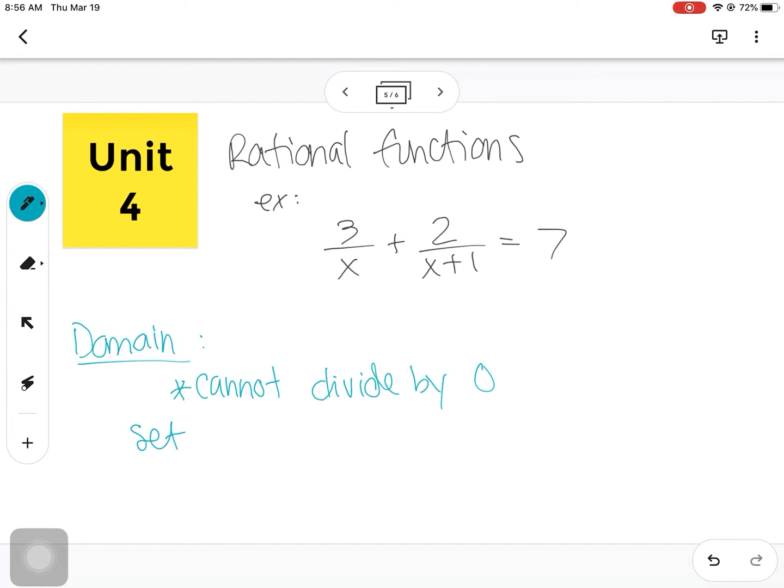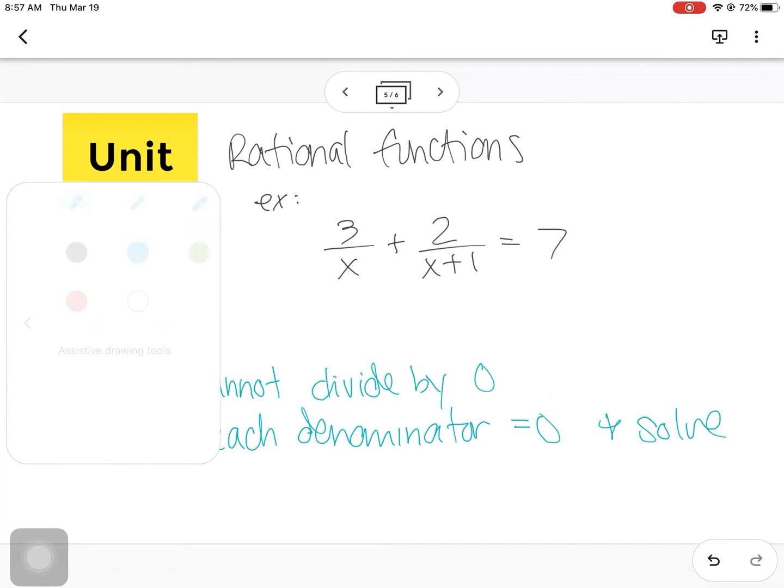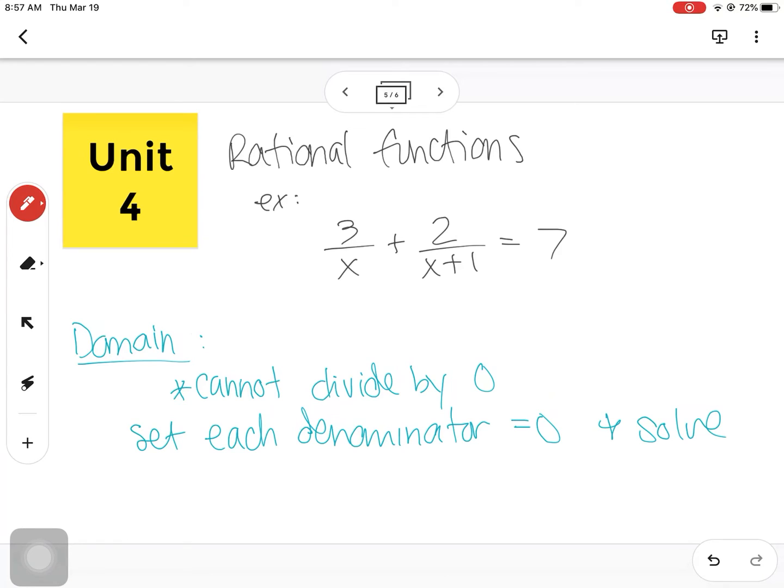We are going to have to set each denominator equal to 0 and solve to find our excluded values, and that's again what x can't be. When we write our domain for this, we're going to write it much like we did in the graphing section. So I'm going to show you what that would look like for this made-up problem here. For my excluded values here, we would get x cannot be 0 from setting x equal to 0 right here. From setting x plus 1 equal to 0, we could get that x can't be negative 1.